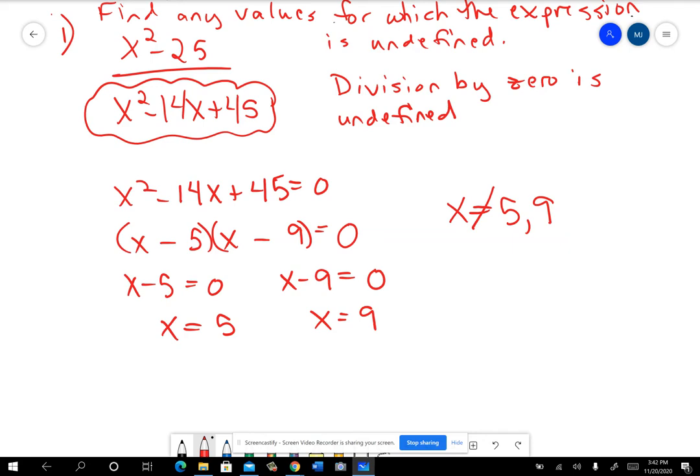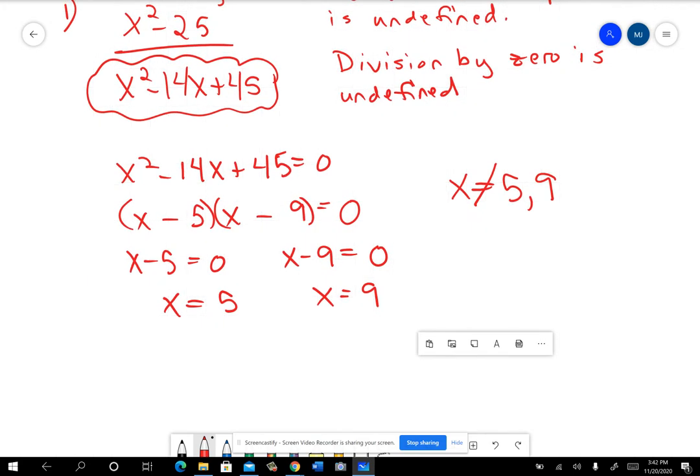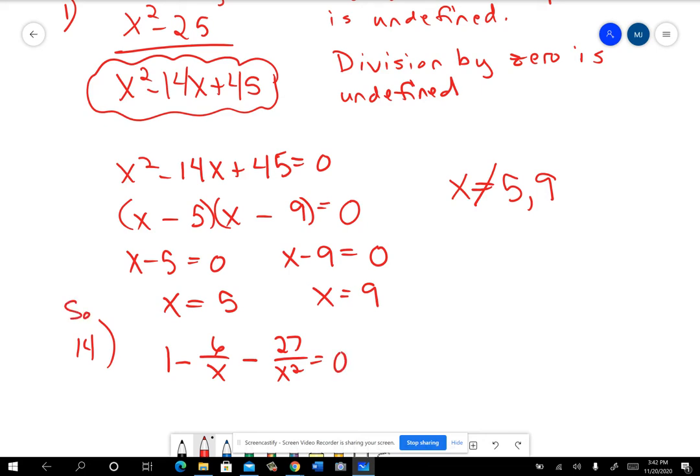Okay, so now I'm going to move to question number 14. We're going to look at 14 through 16. Number 14 should look real familiar. Okay, so number 14, we have 1 minus 6 over x minus 27 over x squared equals 0. And on these, we're being asked to solve.